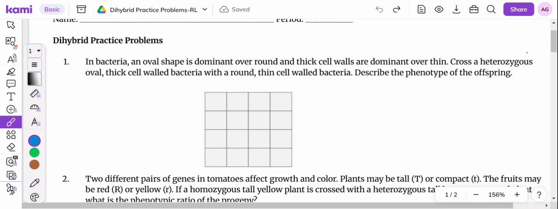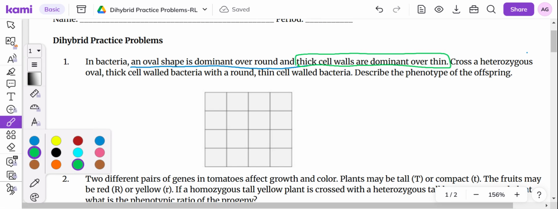So in the first problem, we have some information about bacteria. The first thing they tell us is that in bacteria, an oval shape is dominant over round. Then the next part says thick cell walls are dominant over thin. So that's two different traits we're looking at, shape and size. So we need two letters to show our different types of alleles for these traits. An oval shape is dominant over round. Let's choose the letter A. So big A is oval, little a is round.